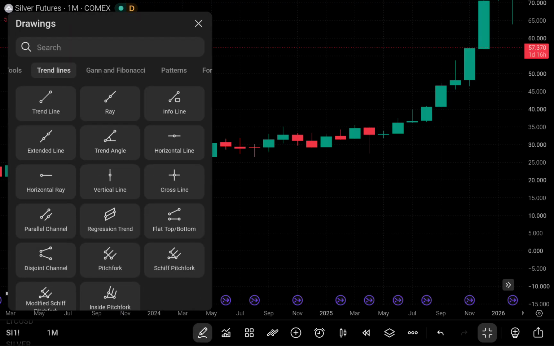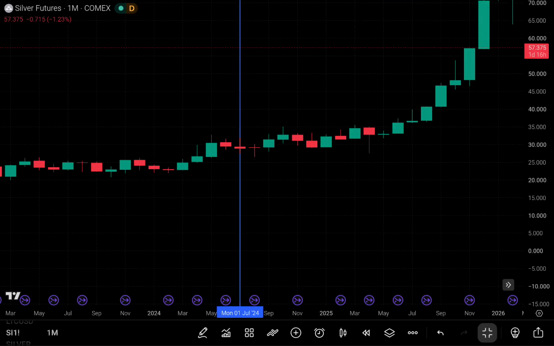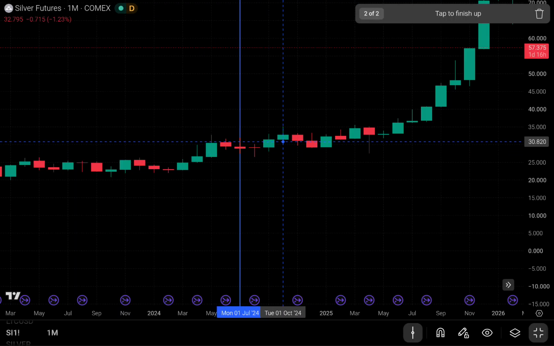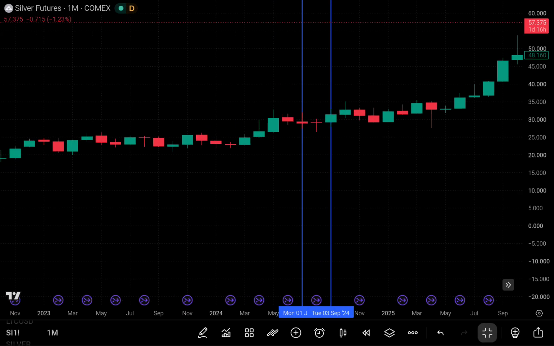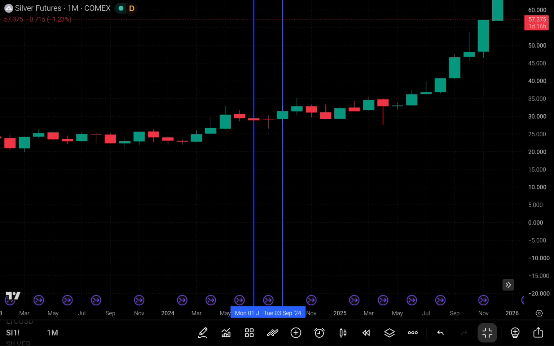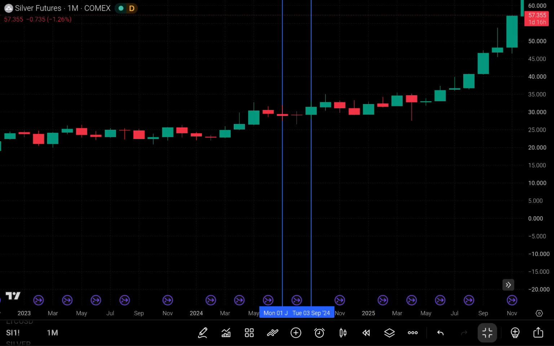I am going to have a vertical line starting from July 1st. I want to create another one just so you guys know what I'm talking about. Alright, so 2025, July 1st to September 3rd. The market has been a little bit bullish. So the market has gone up in September.